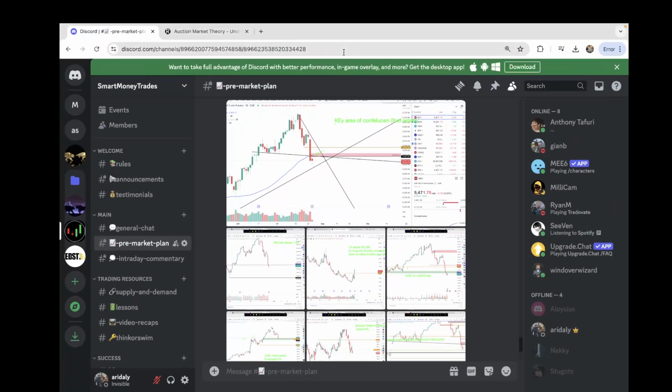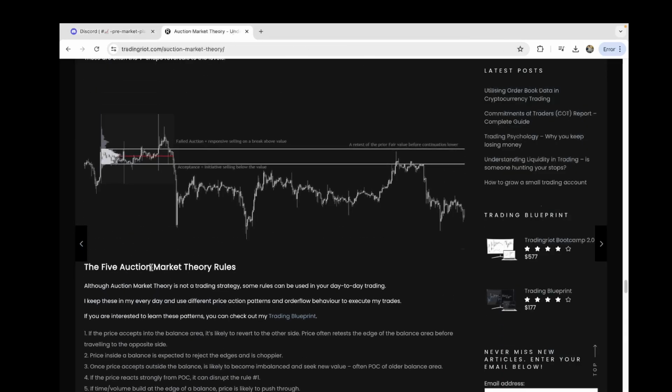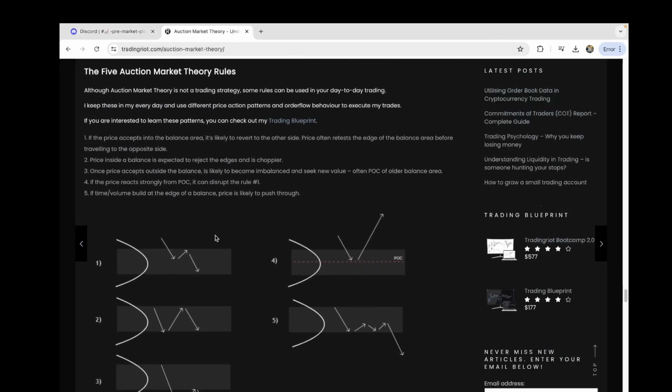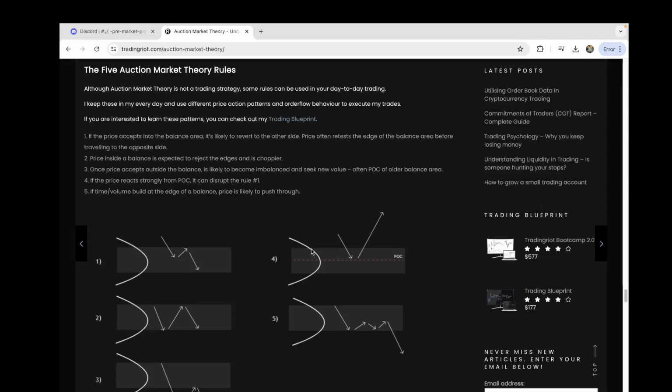And this is just auction market theory. It's simple auction market theory. You could see these are five auction market theory rules. I'll put the link to this in the description too. But this basically shows what I was talking about. So you see number four right here, or let's just go over number one.